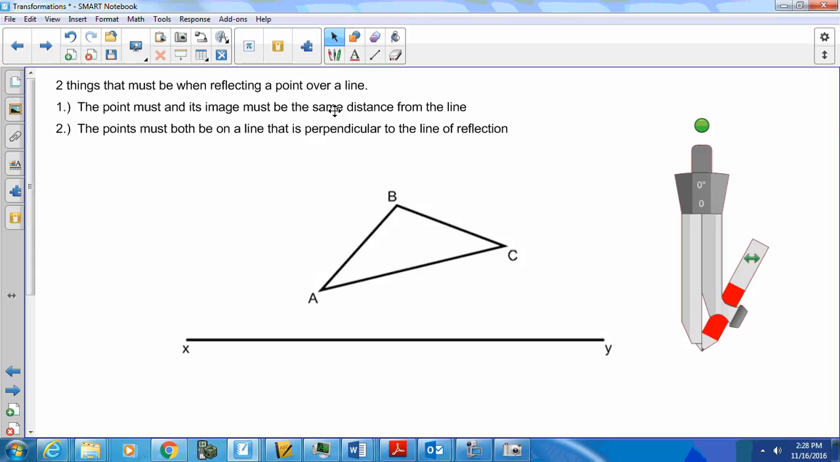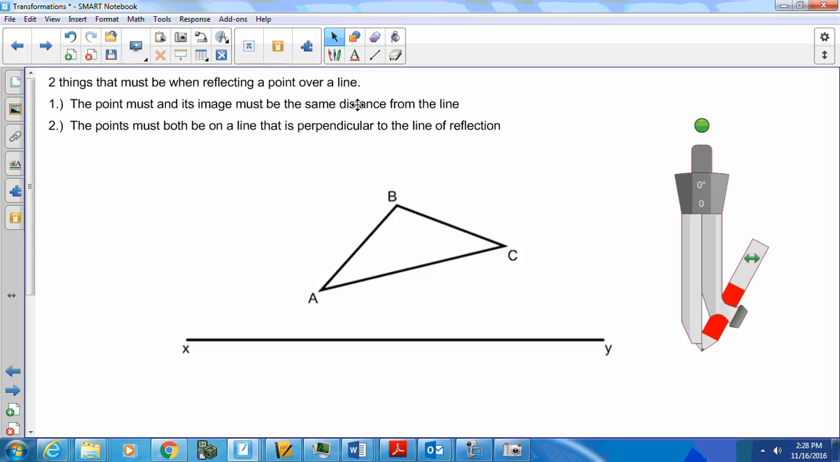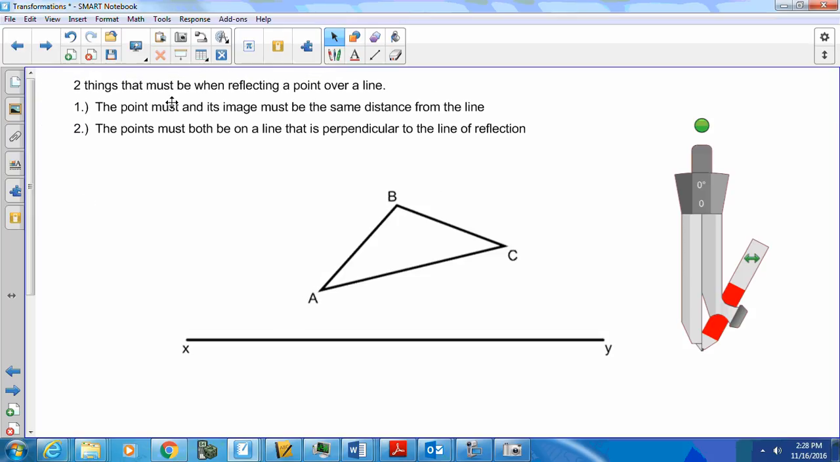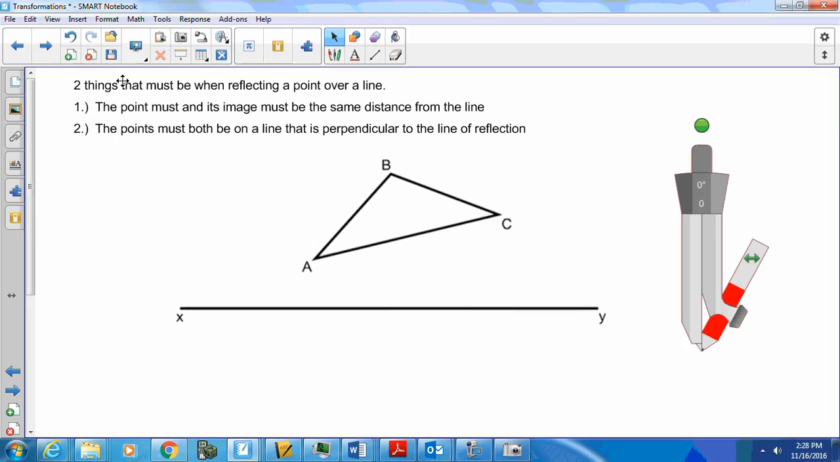And one of the questions is, what must be the case when you're reflecting a point over a line? And I'm going to go through this. Your answer is actually right here. But I'm going to go through a reflection over the line XY. I'm going to reflect this triangle over this line. All right? And two things must be the case. The point and its image must be the same distance from the line. All right? And the points must both be on a line that is perpendicular to the line of reflection.